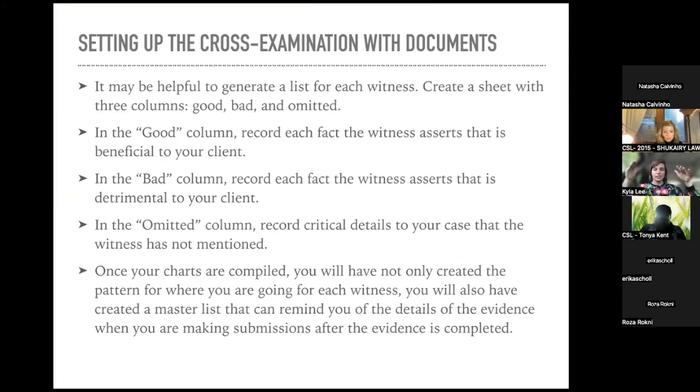So the way I do it is I create a list for every witness: good, bad, and omitted, kind of like good, bad, and ugly. Ugly is omitted. In the good column, I will make a list of every fact that the witness asserts in their statements that's beneficial to my client. So if the officer, I do a lot of impaireds, right? So if the officer says my client's balance is good, I'm going to put that in there because I want to confirm that on cross. That's good. I want to confirm that.